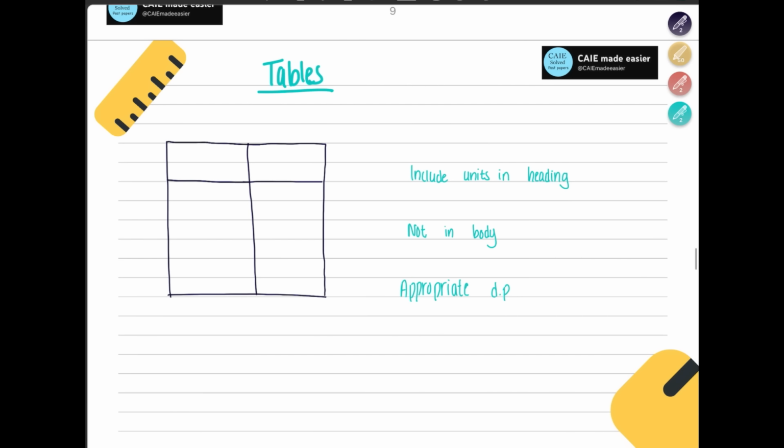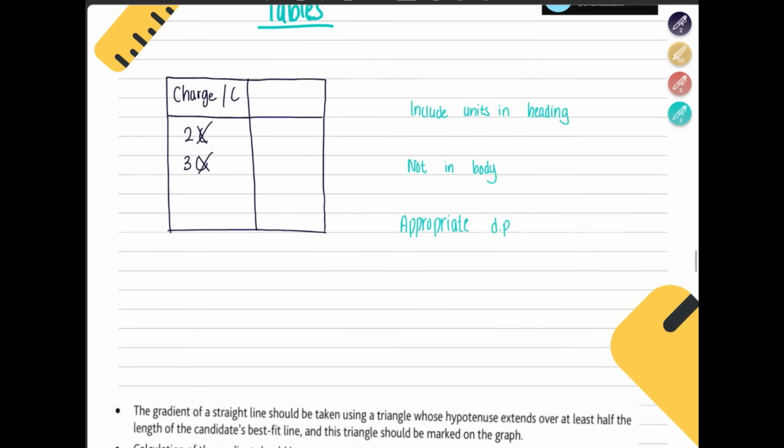Now let's move on to tables. When you are doing your tables, you have to include the quantity. If you're measuring, for example, the charge, write charge slash coulombs. You will not write 2C, 3C. No need to mention the unit anymore. And use the appropriate decimal point according to your question.